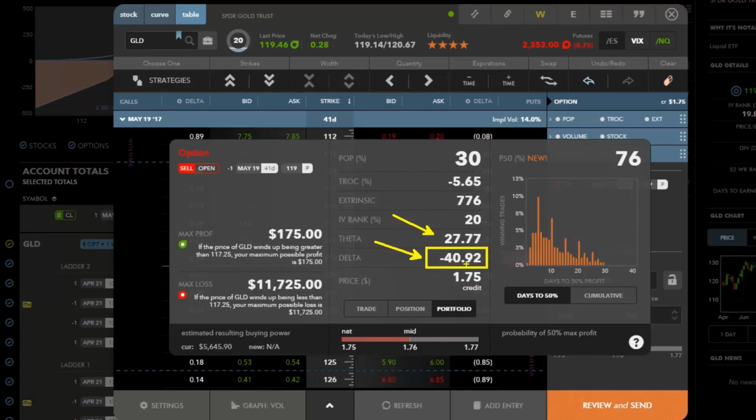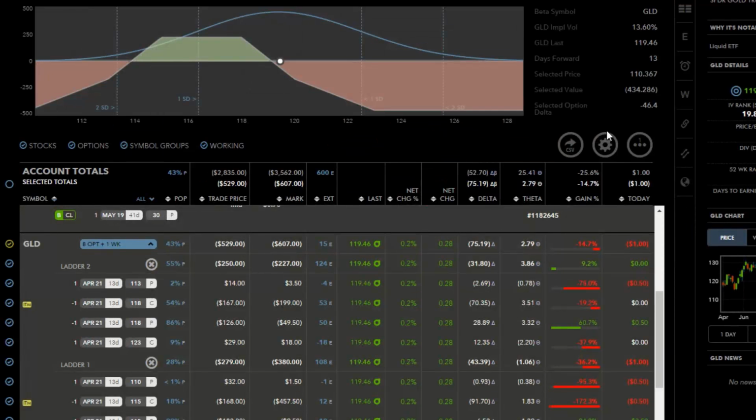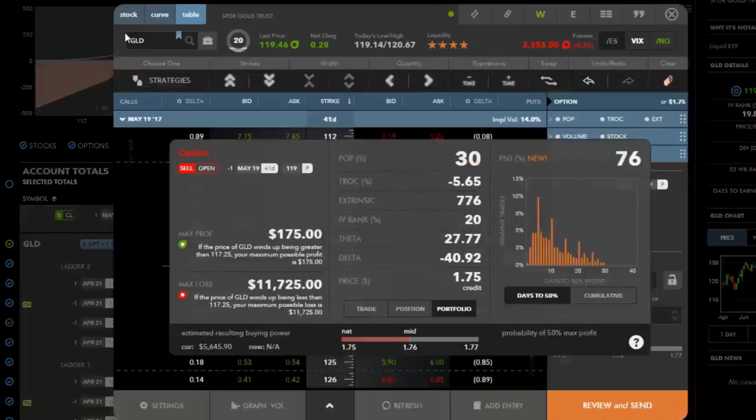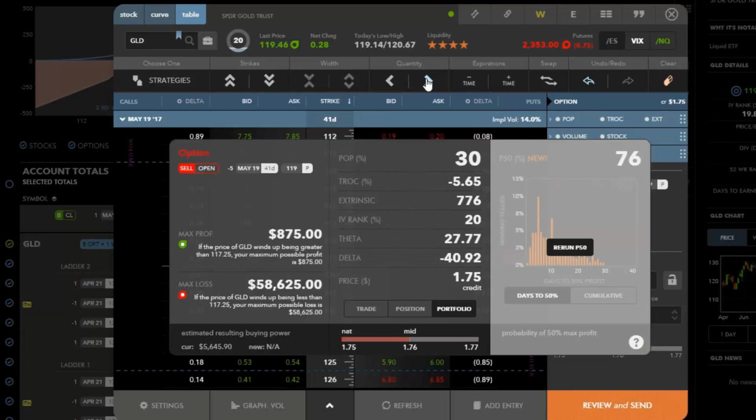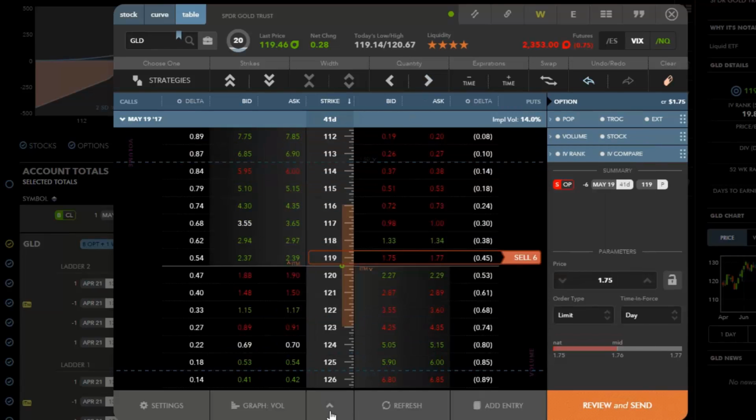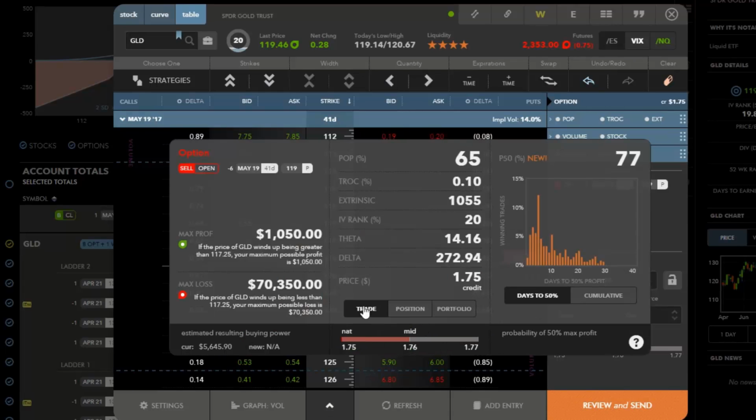So let's just do some double checking here, and let's make one adjustment to this position. So going back again, just double checking myself, negative 46 delta. So going back to the trade page, and everything stays nice and easily here. I'm going to go ahead and, just for the sake of example, bump up the quantities from 1 to 6, and let me recalculate all that. Now going back in, of course, I would not put on this position.